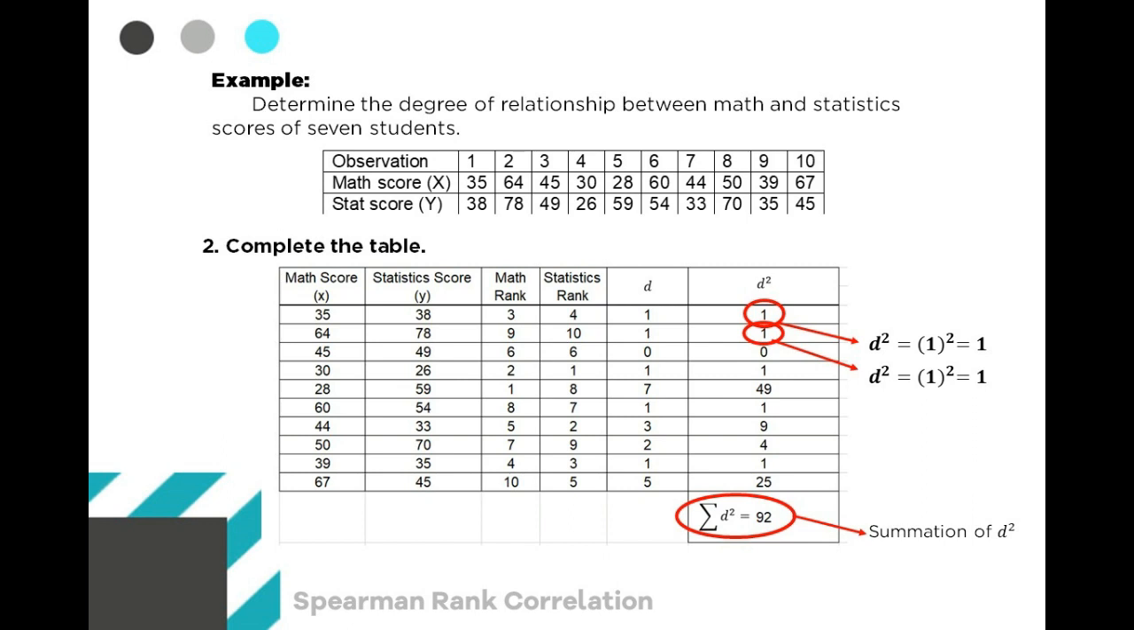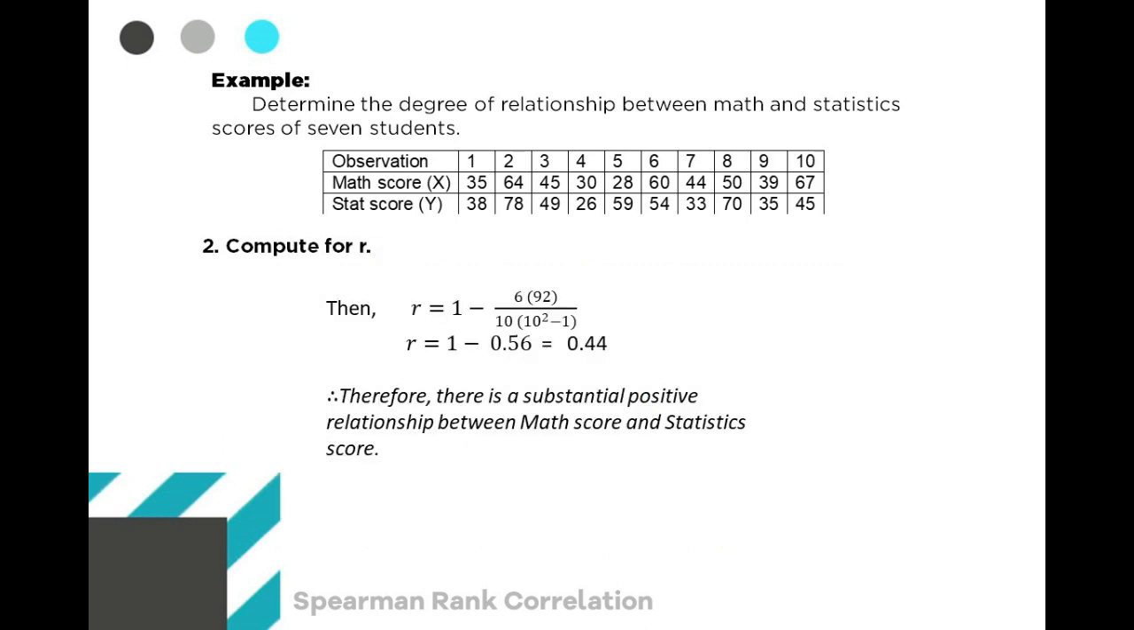Okay, so we'll be just squaring our D. So the square of 1 is 1, the square of 1 is 1, the square of 0 is 0, and so on and so forth. After we square, we can get the summation of the D square, kasi yun yung kakailanganin natin in our formula. So we have the summation of D square, which is 92. Okay, so take note of that, yung 92, because we'll be using that in our formula. Okay, so we have 92 as the summation of our D square.